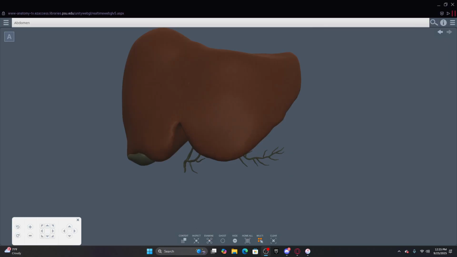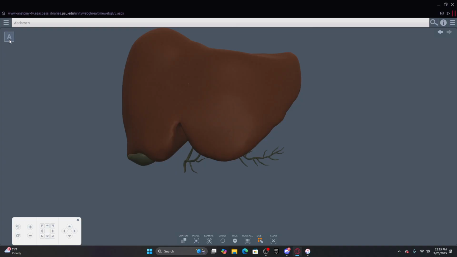All right, guys, now we're going to move on to our bile ducts. So the first duct that we have is our common bile duct. If I move a little bit more to the inferior aspect of the liver, we're looking at the anterior.